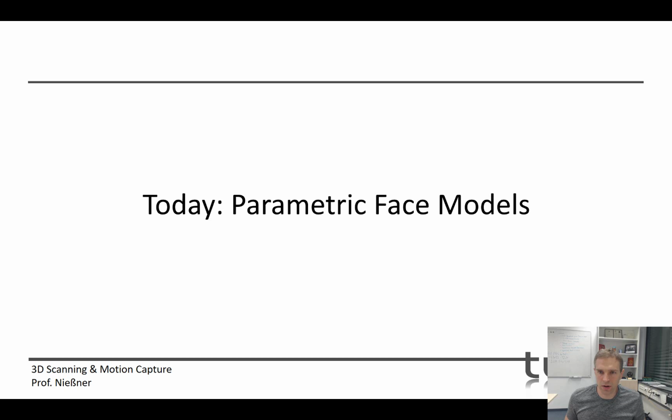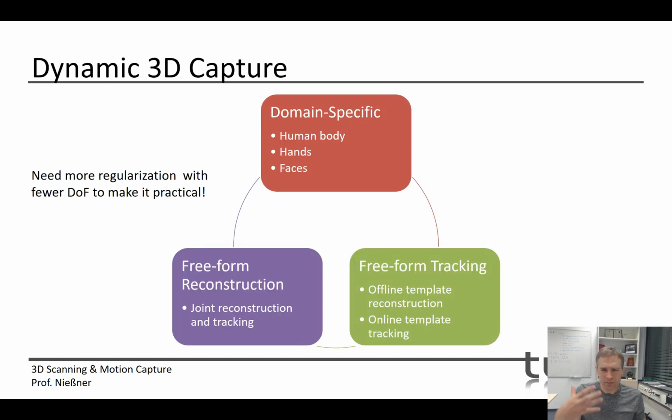And one of the things we're going to talk about today is these parametric phase models. Again, a quick recap from last time. I wanted to set this in a bit of context, why we are trying to create these parametric phase models. If you look at this graph here, we have seen freeform reconstruction and also freeform tracking. Starting with freeform tracking, we basically take a template that we first reconstructed, and then we non-rigidly track this fixed template over time.